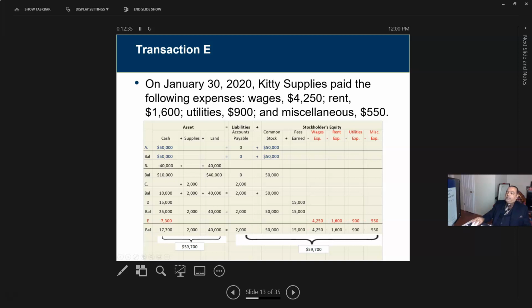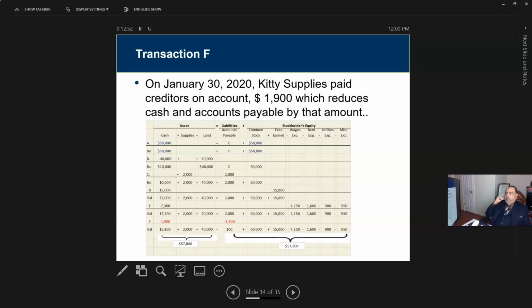And if you add up the left hand side, you will come up with a total of 59,700, and the right hand side also will come up to 59,700. So the accounting equation remains balanced at that amount. Now we have another transaction on January 30, 2020. Kitty Supplies paid creditors on account. Paid creditors on account means I'm paying off the liability. I had accounts payable of 2,000. I'm paying 1,900. So therefore it reduces cash.